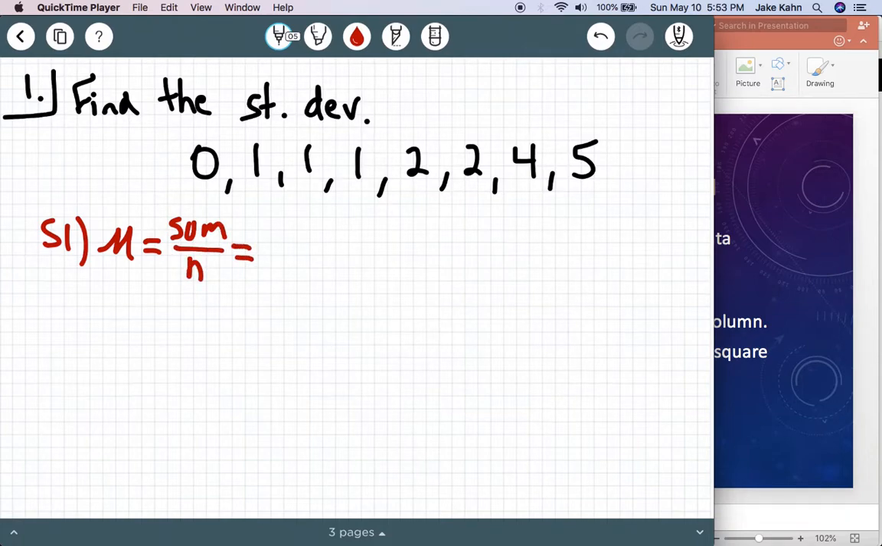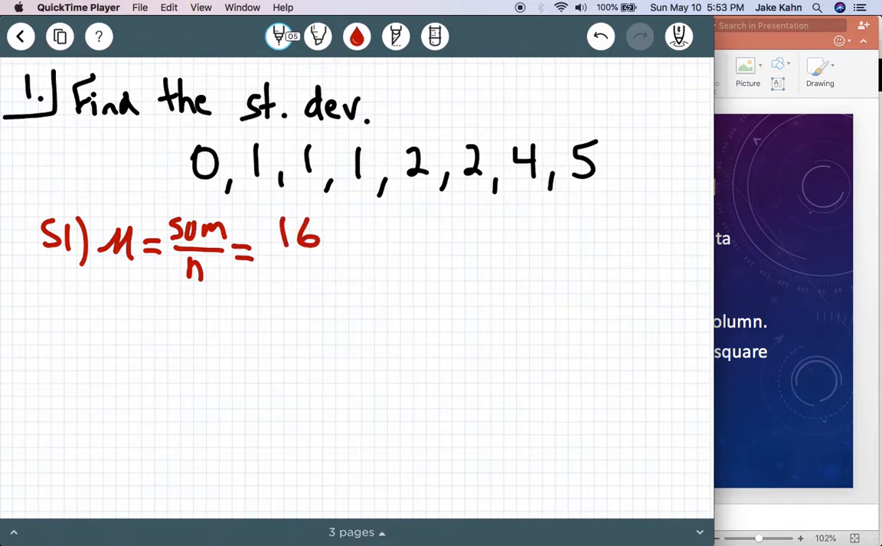Use your calculator if you want, but I would suggest doing this in your head, right? We have 1 plus 1 plus 1 is 3, plus 2 is 5, plus 2 is 7, plus 4 is 11, plus 5 is 16. Let me do that again in my head to make sure I get that right. Yep, our sum of these 8 numbers is 16.